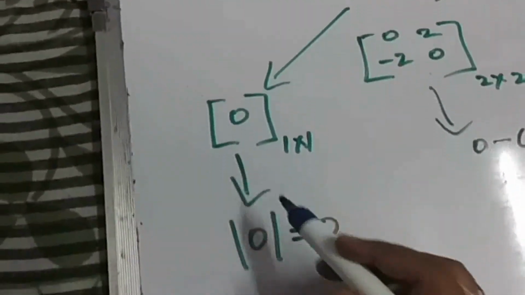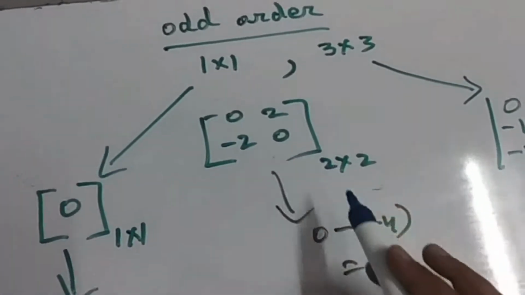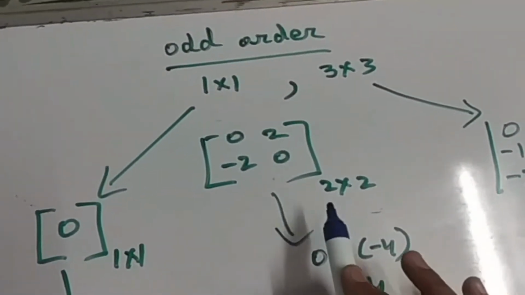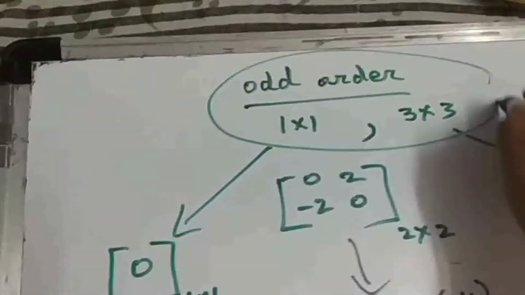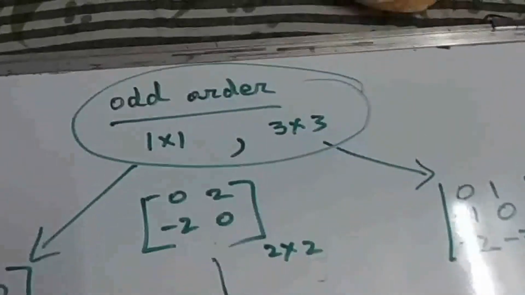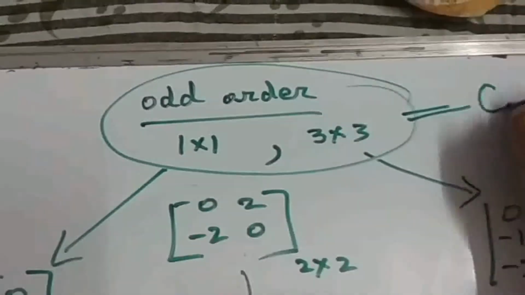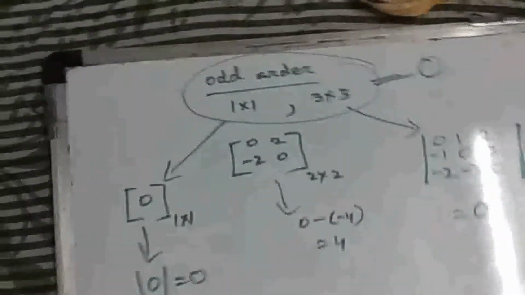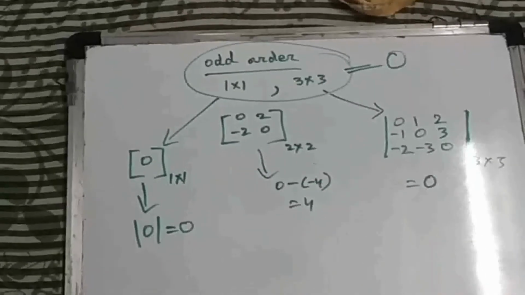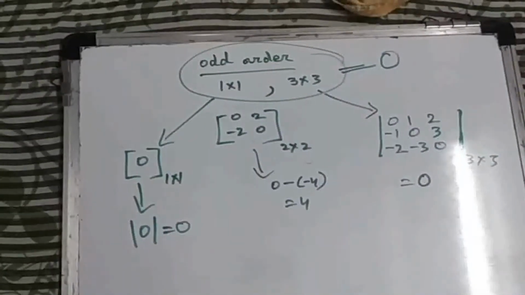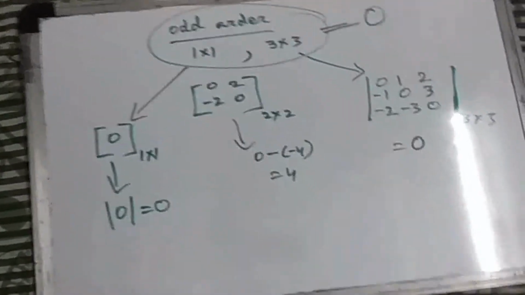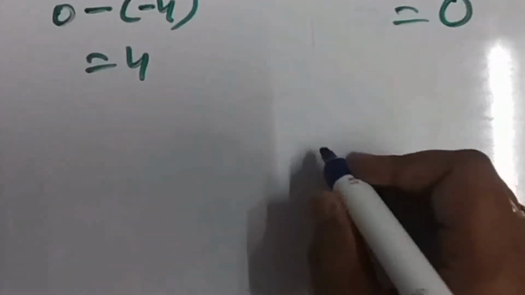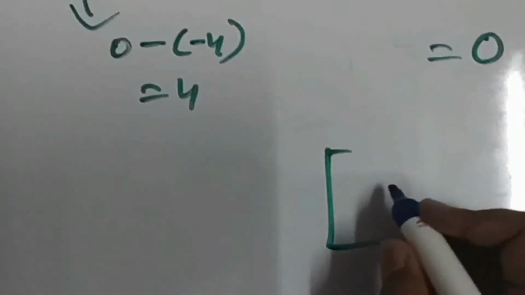1 into 1 order skew symmetric determinant, it is 0. 2 into 2 order, that is even order, not odd order, it may not be 0, it is something else. So what you have to remember, for odd order skew symmetric determinant, the value will be 0. Skew symmetric determinant of odd order, again I am telling, it is 0 always, okay.